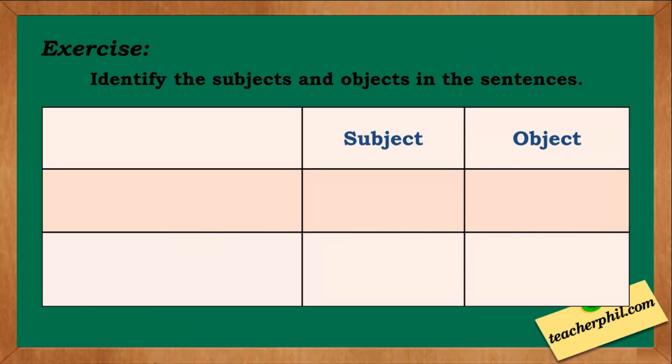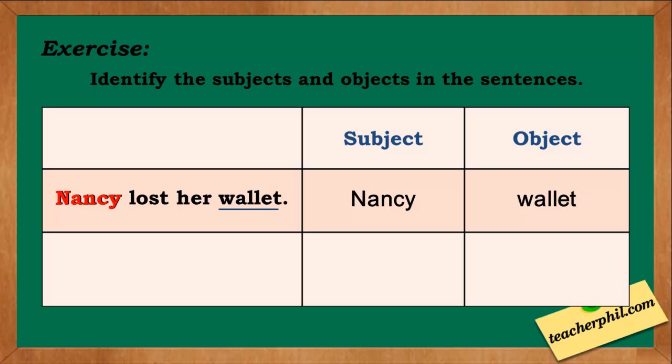For our exercise, identify the subjects and objects in the sentences. The first one: Nancy lost her wallet. What is the subject in this sentence? The answer is, of course, Nancy. She is the doer of the action. How about the object? Of course, the wallet. It is the one receiving the action lost.